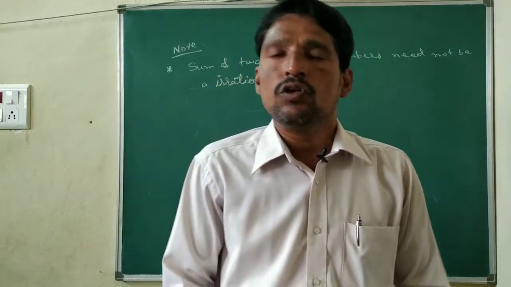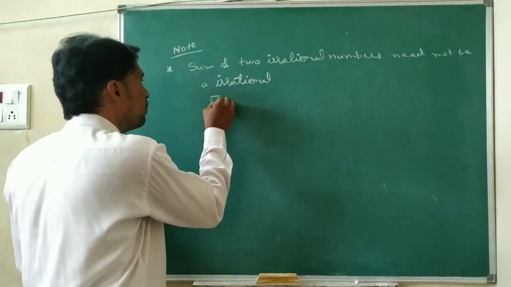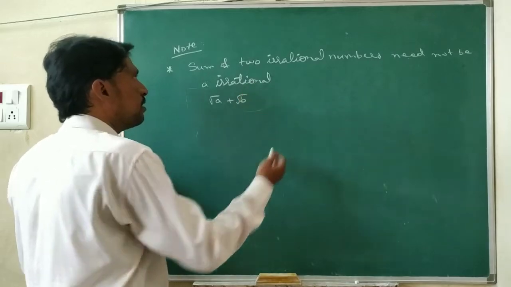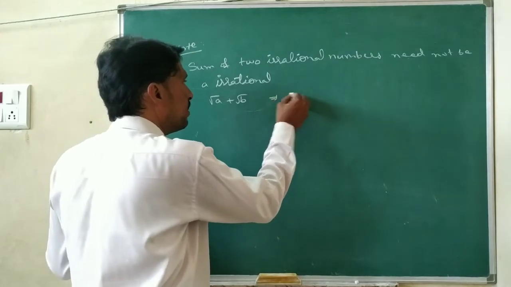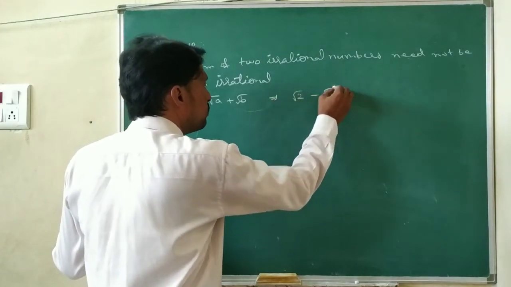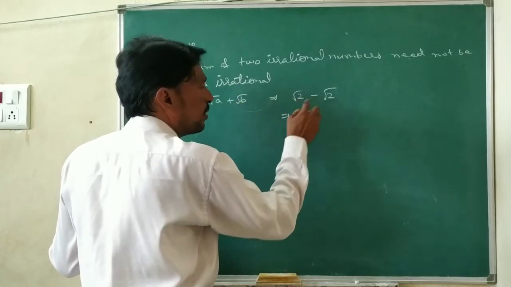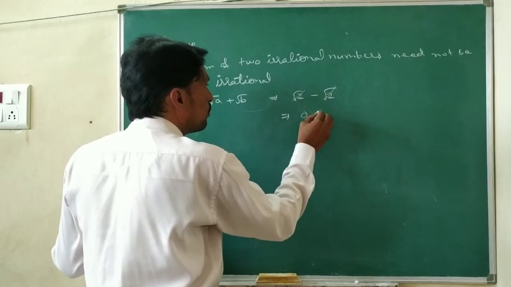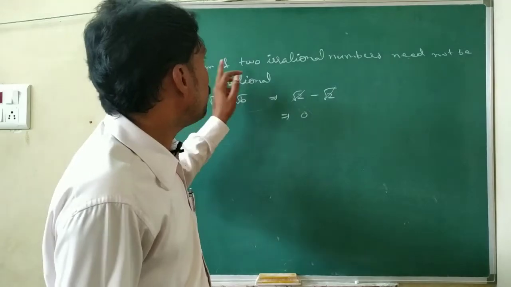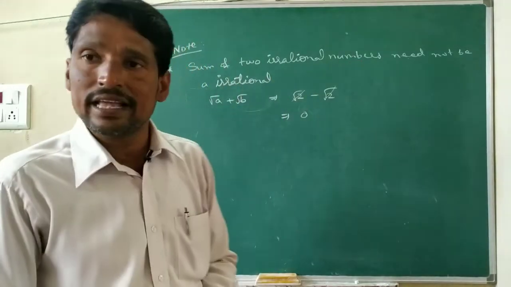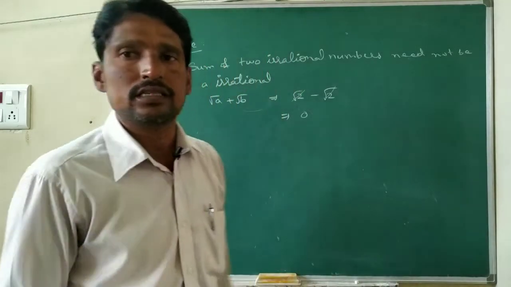What does that mean? Take any two irrational numbers, say root a plus root b. It need not be an irrational number. For example, take a value 2 and b value minus 2. So root 2 minus root 2, that value is 0. 0 is not an irrational number, it is a rational number. So the sum of two irrational numbers need not be irrational; sometimes we can get a rational number also.